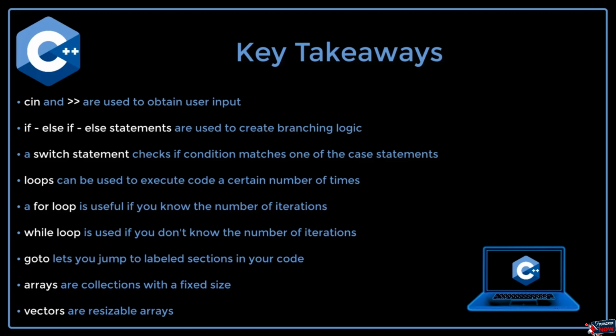Then we learned about goto statements, which allow us to jump to different labeled sections of the code. Again, please be careful when using goto statements, as doing so can make the code harder to follow. After that, we learned about pointers. Then we learned about arrays and vectors. Arrays have a fixed size, and their size cannot be changed. Vectors are resizable arrays.